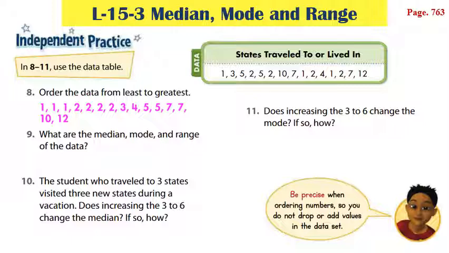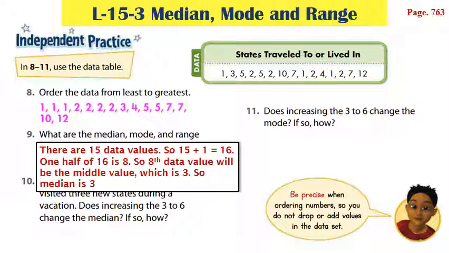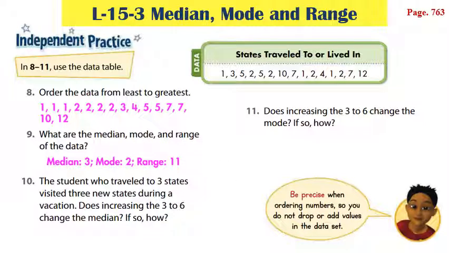Number 9, what are the median, mode, and range of the data? Excellent. Median, 3. How? There are 15 data values. So 15 plus 1 equals 16. 1/2 of 16 is 8, so the 8th value is 3. Mode, 2. How? 2 is the data value that appears most often. Good. And range, 11. How? Range equals 12 minus 1 equals 11.